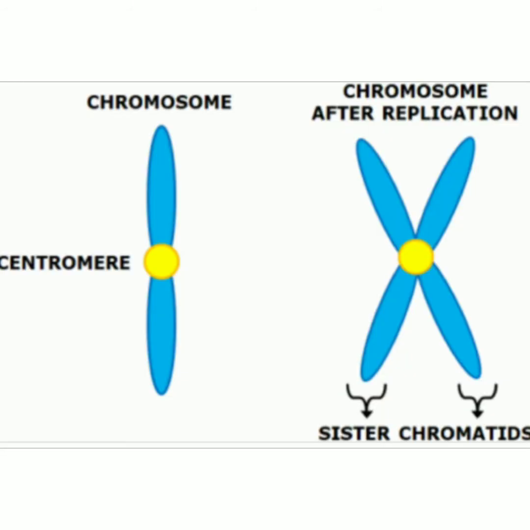So we have these two chromosomes. The first one has one chromatid, and the second has two chromatids. The first one contains one DNA molecule with histone protein, and the second one contains two DNA molecules with histone protein.